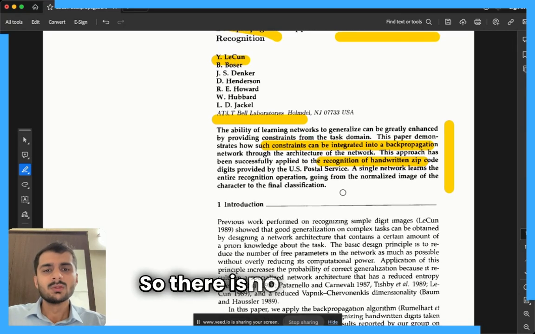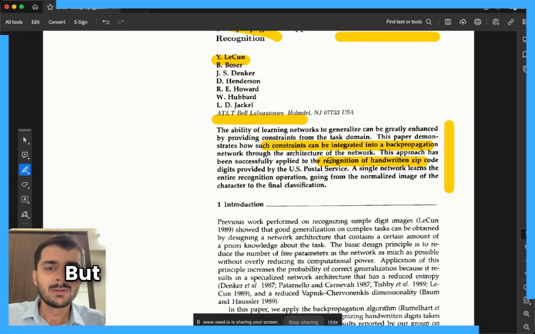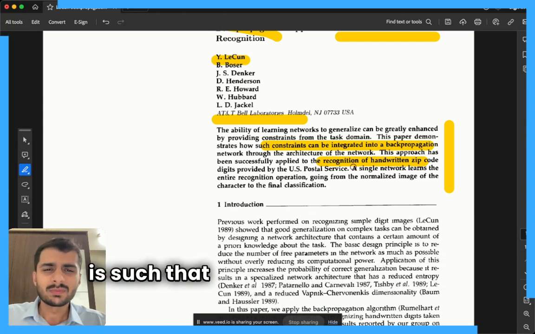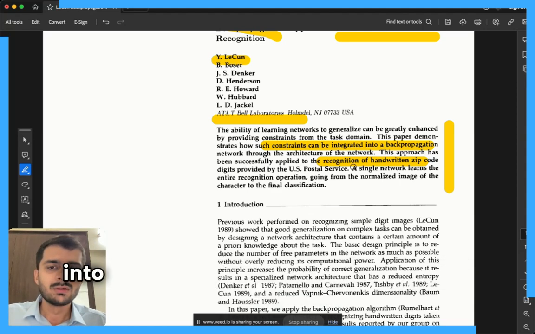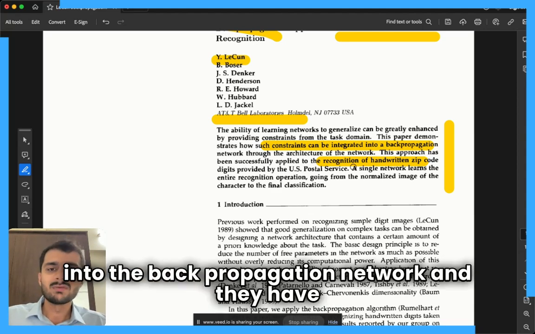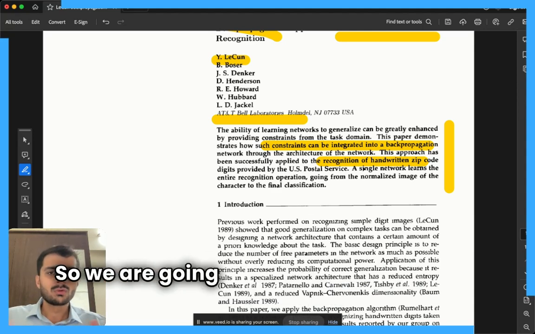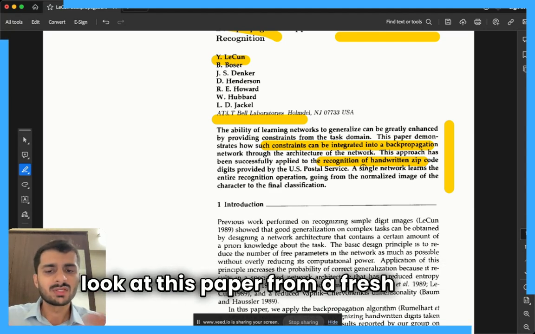So there is no mention of convolutional neural networks as such, but the way the authors have specified it is such that they want to integrate constraints into the backpropagation network, and they have developed a completely new architecture. So we are going to forget everything that we know about CNNs, let's say, and then try to look at this paper from a fresh start.